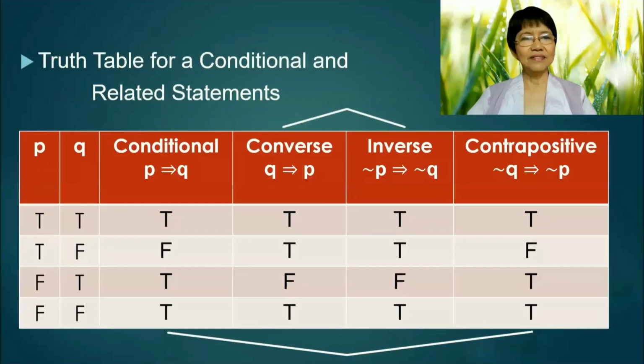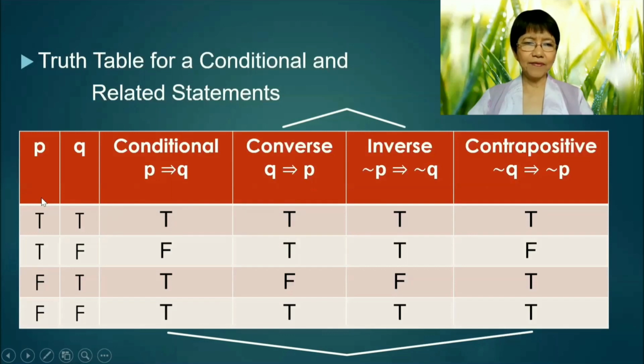Here is the truth table for a conditional and related statements. We have the P and the Q here and the given truth values. So the conditional is P implies Q, the converse is Q implies P, the inverse is not P implies not Q, and the contrapositive is not Q implies not P.